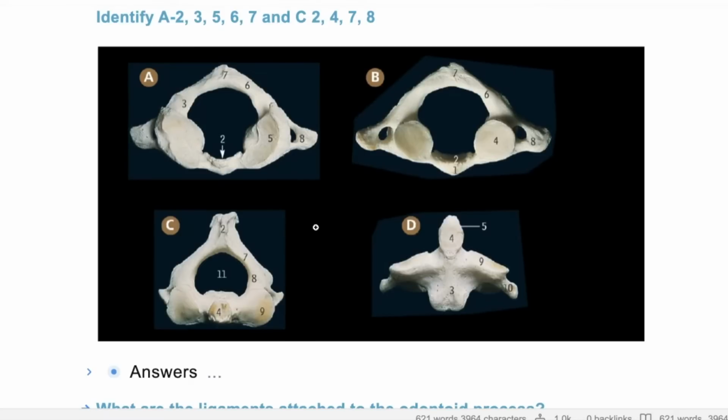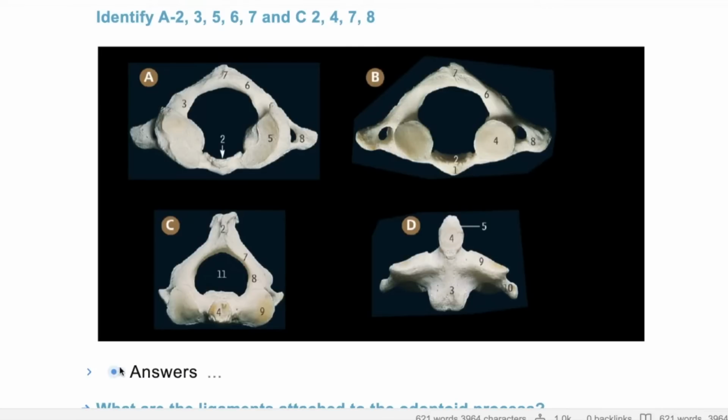Okay. What about 7? Right there. Rather superior. 5 was the superior one. Okay. 7 is the posterior tubercle or the posterior arch. Okay. You changed your answer in 5. Can you say again number 5? Final answer? Yes. That's the superior articular facet. Of what? Of atlas. Okay.